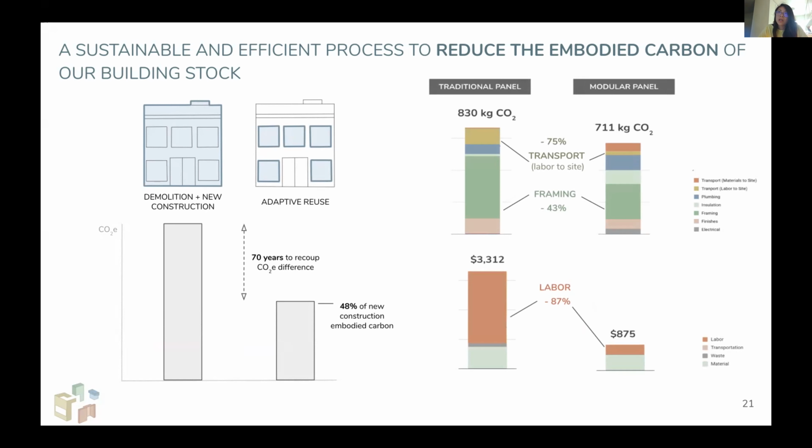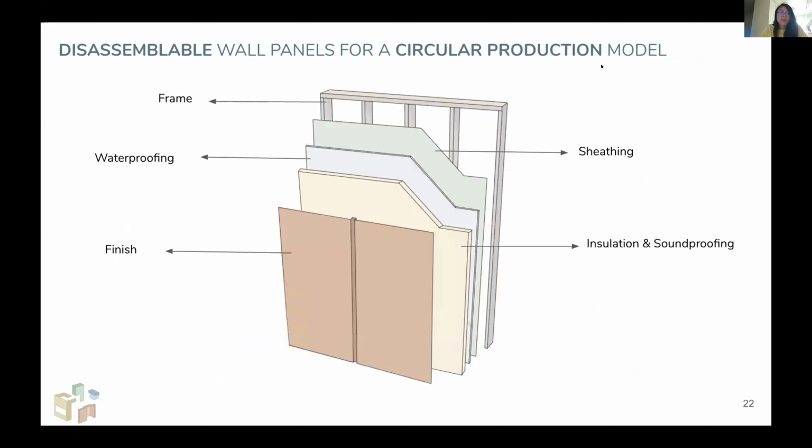This helps especially when it comes to more complex components, such as the bathroom and the kitchen system that Anusha detailed earlier. By standardizing the components within a wall panel, sourcing sustainable materials, and making the panels disassemblable, a wall's lifespan is no longer limited by its weakest link. And instead, individual materials can be recycled or reused in a circular production model, which saves on waste, emissions, and costs.